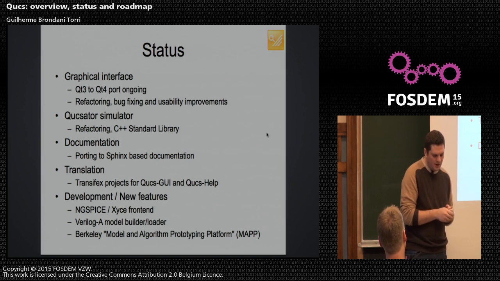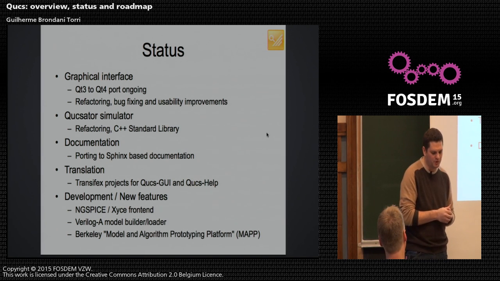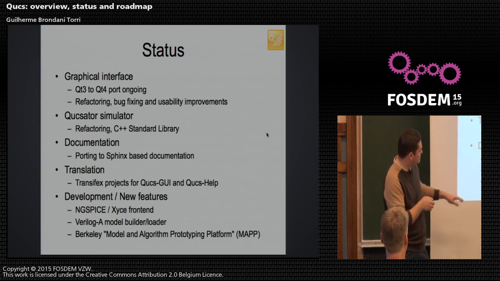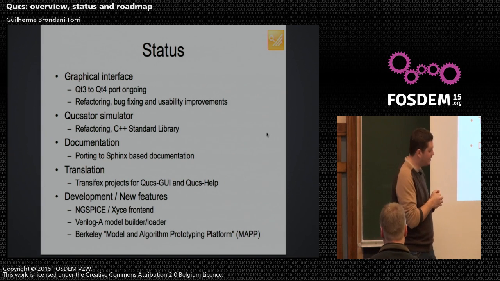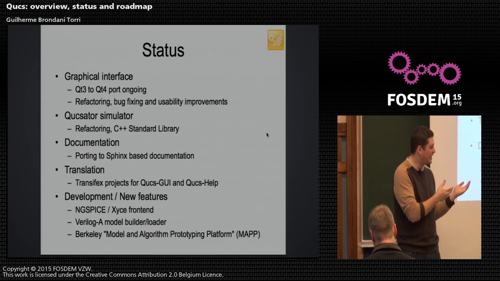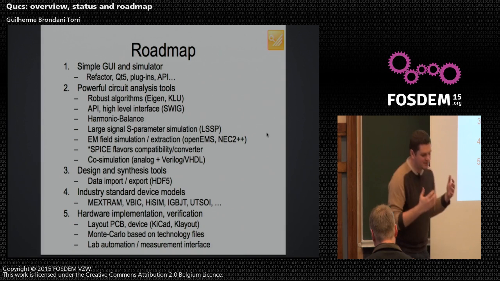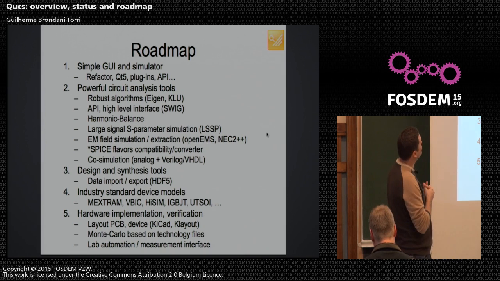library. We are porting our LaTeX documentation to a Sphinx-based documentation to ease the contribution on this side. We are also starting to push a translation platform for the Qucs GUI and the documentation. And besides these developments that are more prominent now, there's also this last one that's quite new. It's a new tool for modeling devices from Berkeley that is based on Octave or MATLAB, and we can use that with Qucs. And the roadmap is actually bigger than that, but it's just a few highlights that, at least me, I would like to see happening.